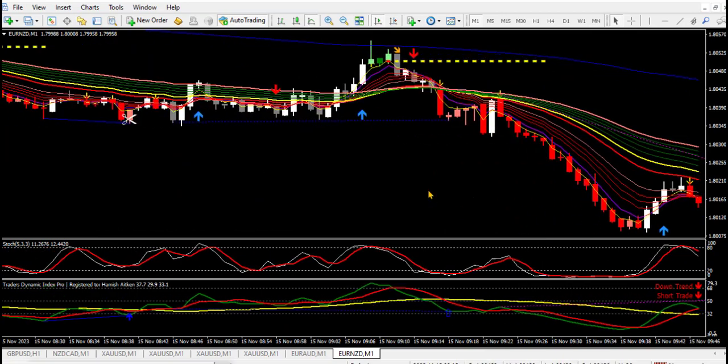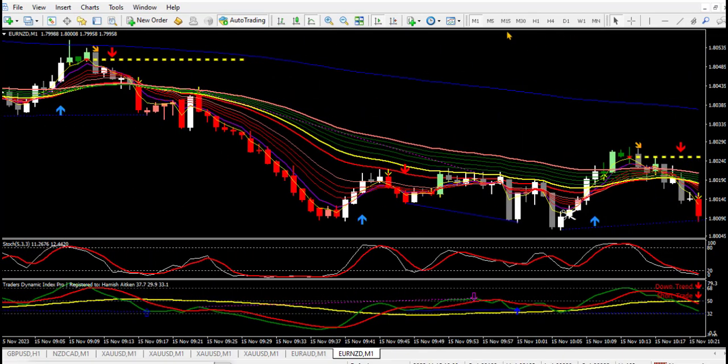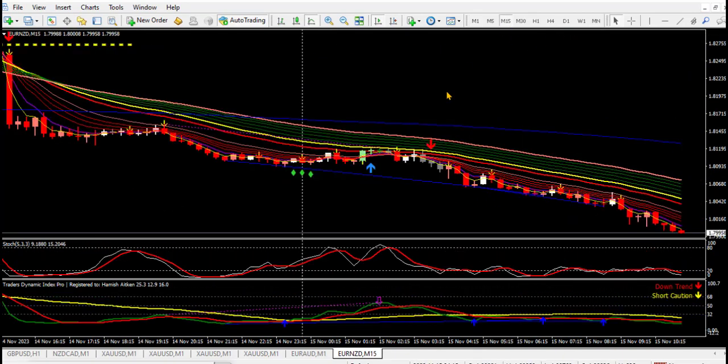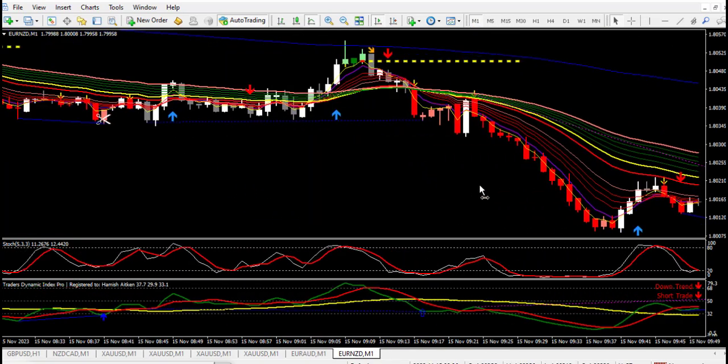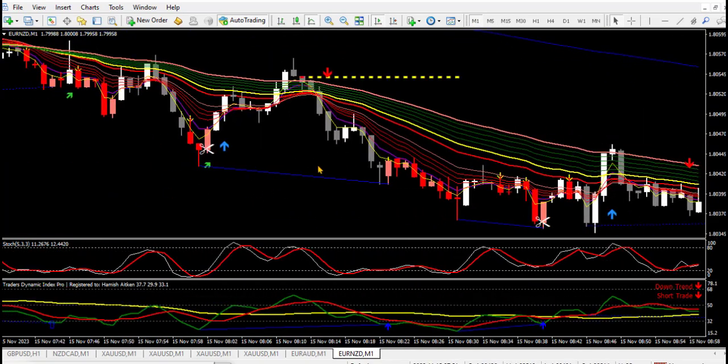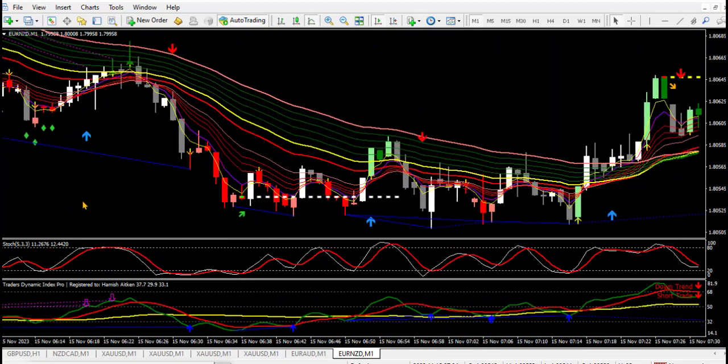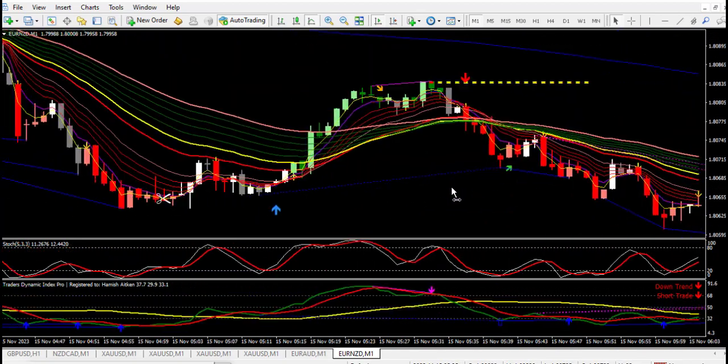You have a lot of opportunity. And what you can do, you can go to your 15 minutes and demarcate it where you have the signal generated. We have the first one here. Then you go back to lower time frame to trade either 1 or 5 minutes time frame and only trade in the direction of that major trend.